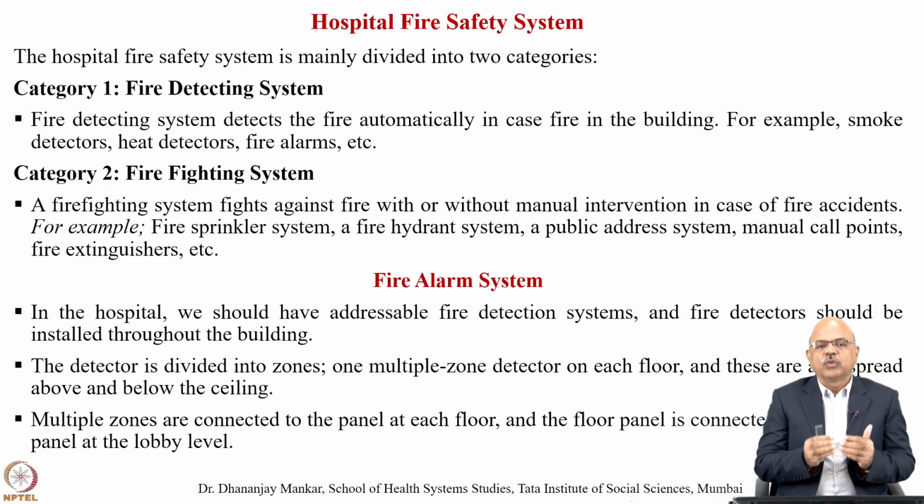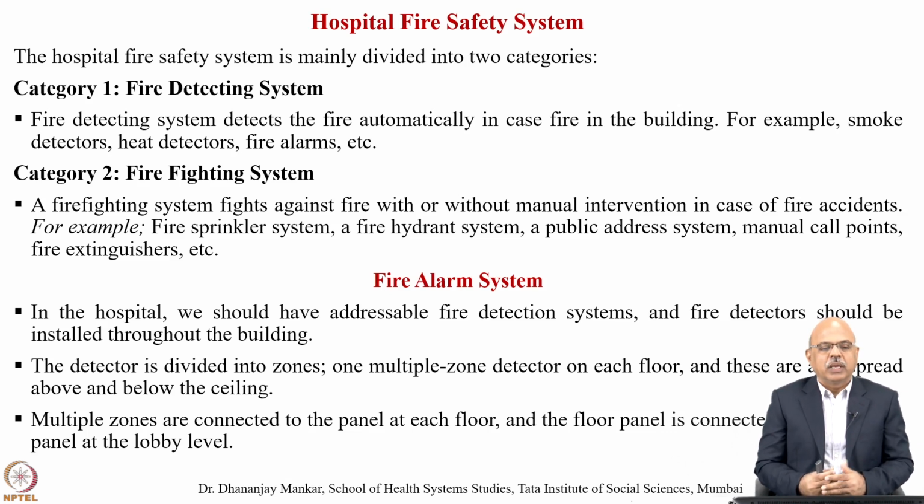The fire detection system is usually to detect the fire automatically in case of fire in a building, for example a smoke detector, heat detector and fire alarms. Whereas in the fire fighting system, it fights against the fire with or without manual intervention in case of fire incidents which happen. For example, a fire sprinkler system, a fire hydrant system, a public address system, manual call points and fire extinguishers, which are now a norm, as the incidents are increasing.